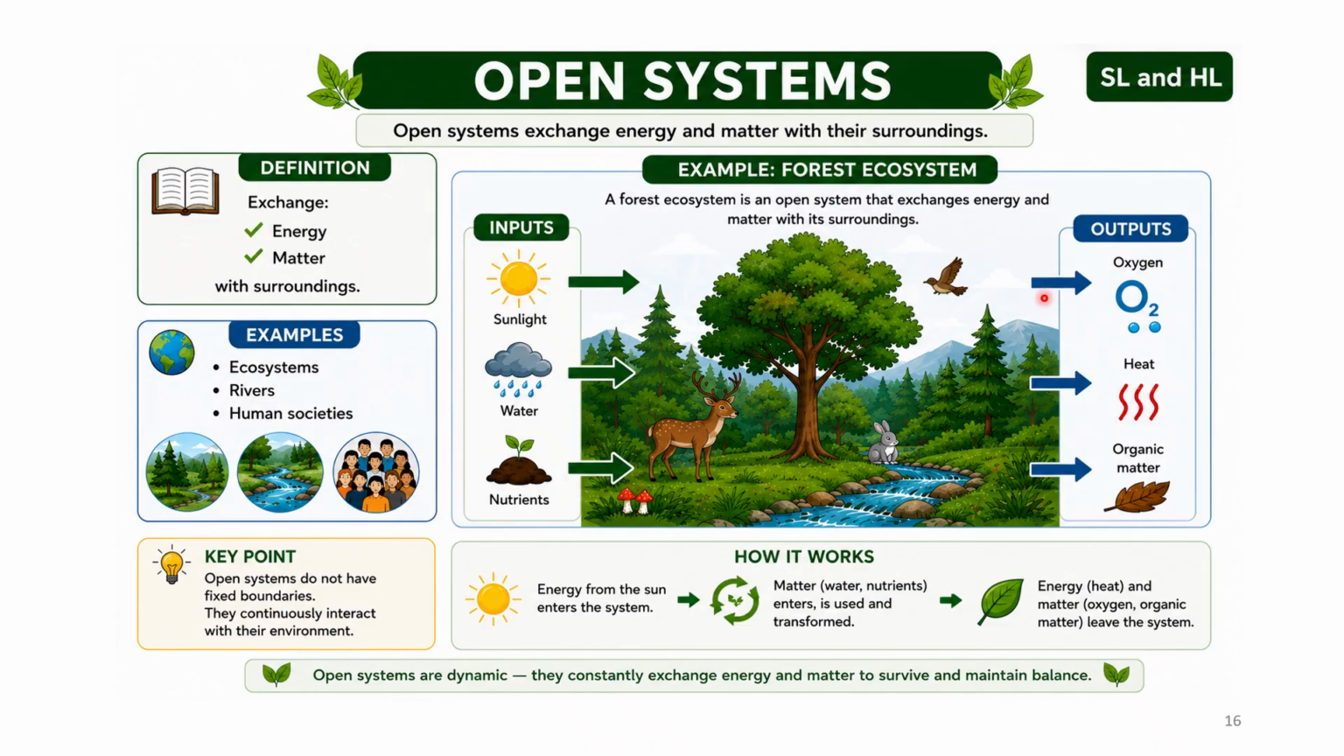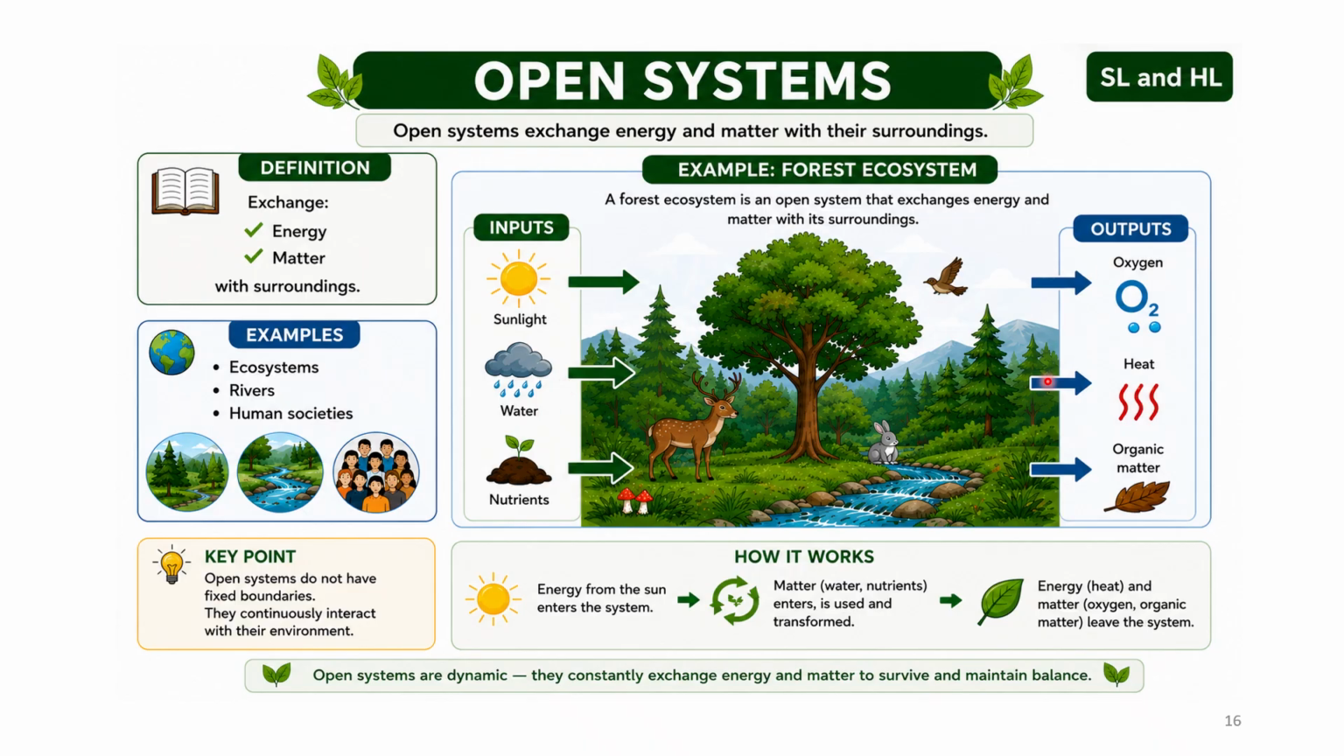As energy and matter move through the system, various processes occur. Plants convert solar energy into chemical energy through photosynthesis, animals consume plants, and decomposers break down dead organic material, recycling nutrients. These interactions allow energy and matter to flow through the ecosystem.